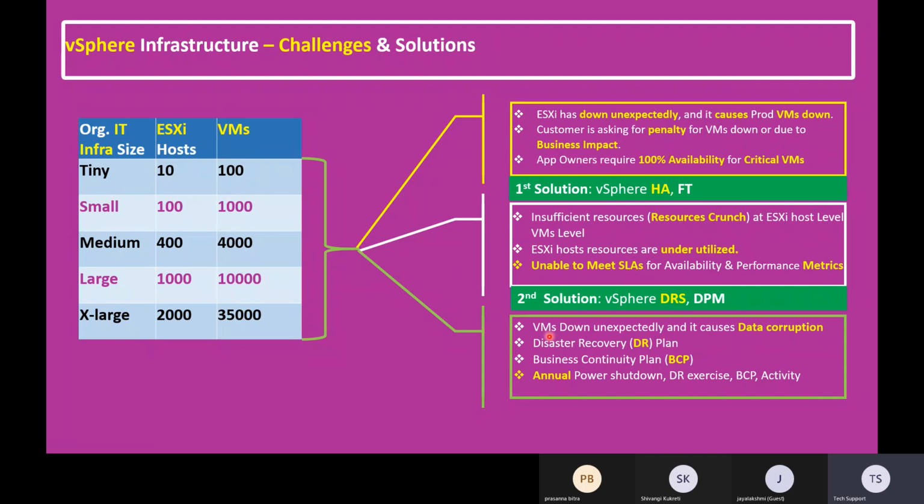The third challenge is virtual machines going down unexpectedly. Above we talked about ESX, but in the third challenge, we are talking about virtual machines going down unexpectedly. It causes a data protection problem. Your VM is completely corrupted, and the customer is facing the issue. They are unable to access their data. They say, even if I don't need my virtual machine at present, I need at least the data.